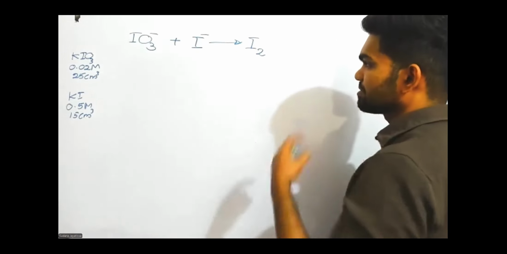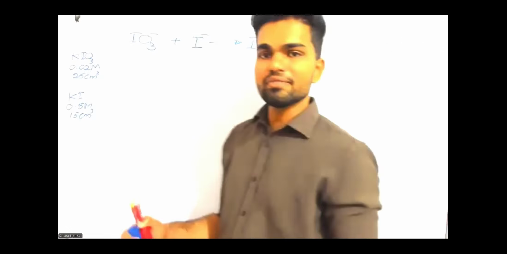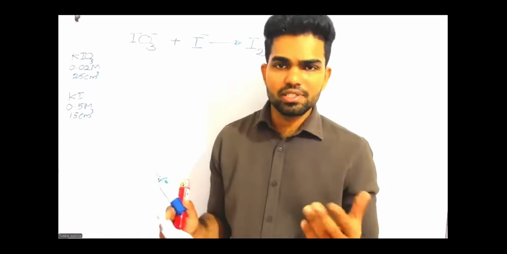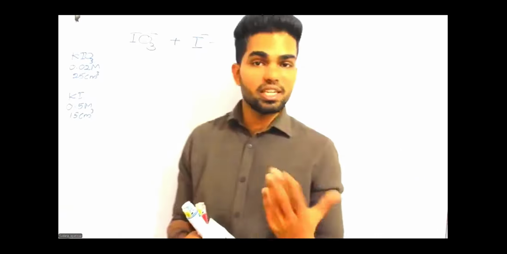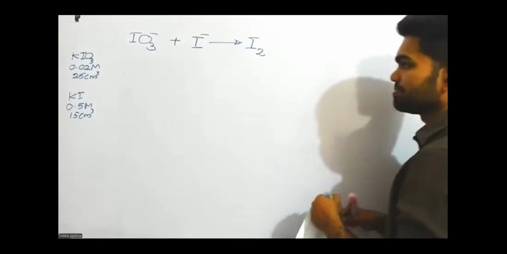How do we balance this one? You can do this redox balancing using both methods, that means the oxidation number change method or the half-reaction method. What I prefer mostly is the oxidation number change method. So let's do the balancing according to that.